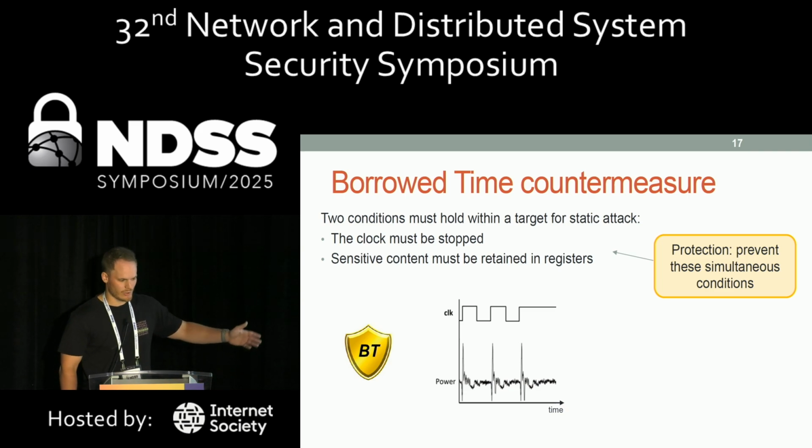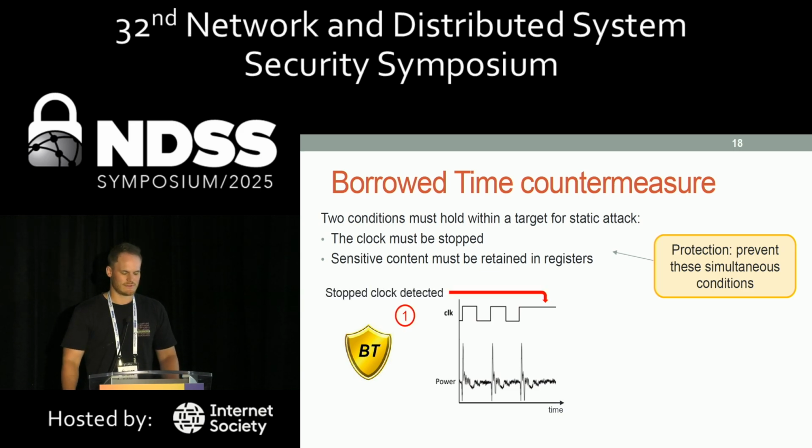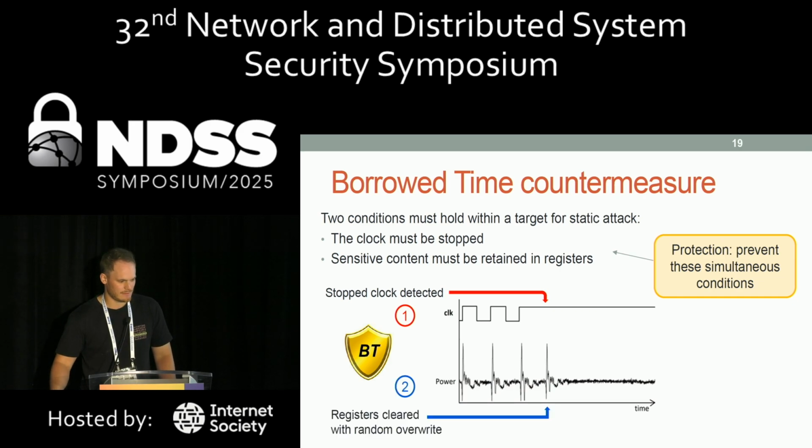So our countermeasure, borrowed time, the first thing it does is it's able to detect when the clock is stopped by the absence of a pulse or a drop there. And then upon detecting this, it then performs a clear of sensitive registers by overriding their values with randomness.